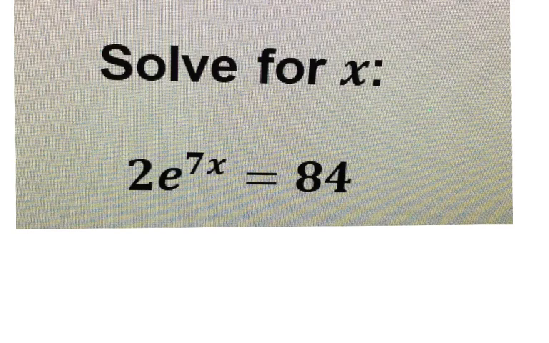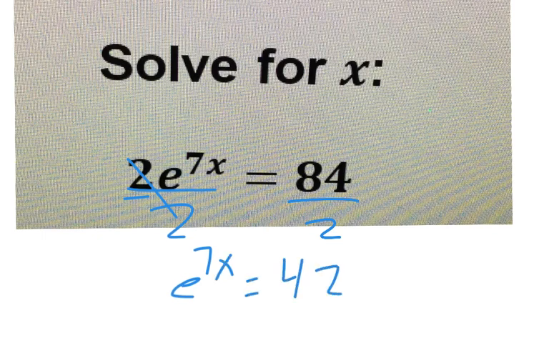First thing you have to do is isolate the power. This is the only thing being raised to the 7x, so I need this isolated. This is being multiplied by 2, so you need to divide by 2 first. And so then e to the 7x equals 42 when I divide. And now right here is where there's a couple of different ways.